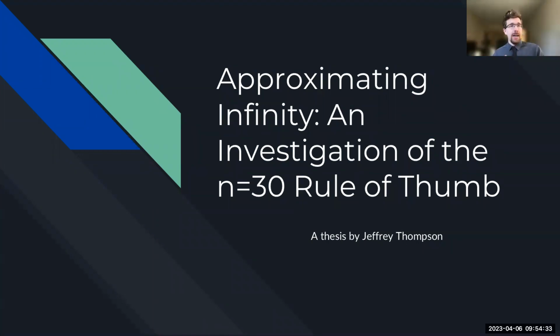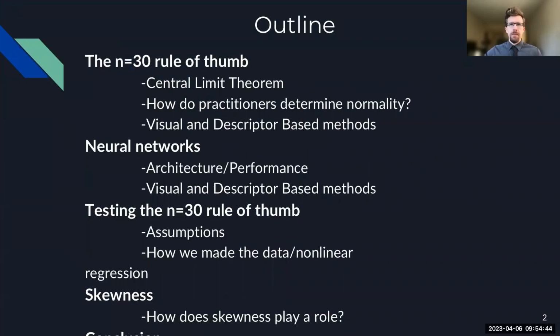So my thesis is titled Approximating Infinity, and it's an investigation of the n = 30 rule of thumb. First of all, my slide isn't rendering properly. That's okay. This is an outline, and I apologize, I got cut off on the transition. It's an overview of what we're going to talk about today, the general roadmap of how we're going to approach this conversation and discuss the n = 30 rule of thumb.